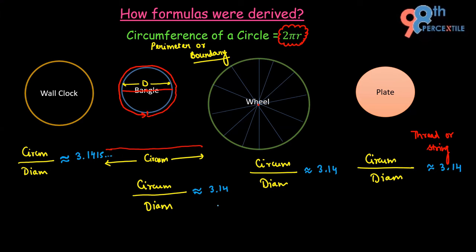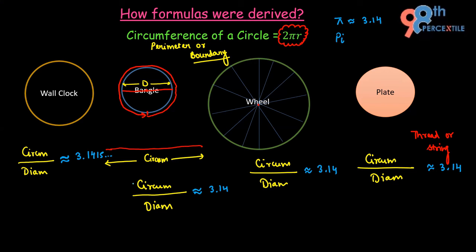And does this number sound familiar? 3.14? To me it does. This is nothing but pi, our beloved pi. So the value of pi is nothing but 3.14. When people found out that the ratio of circumference and diameter comes out to be a constant number, this was given a name. It was defined as a new quantity called pi. It's a Greek letter, and it's called pi.